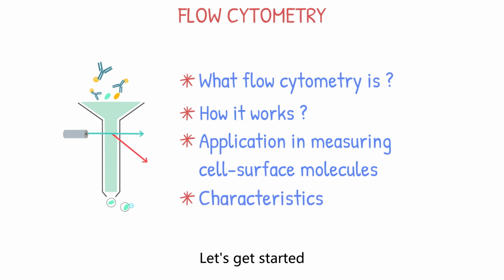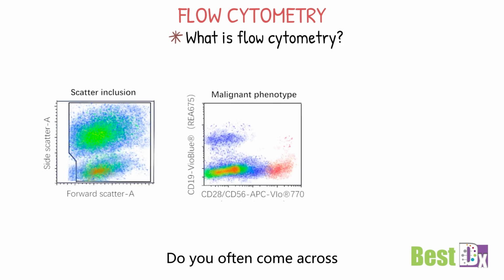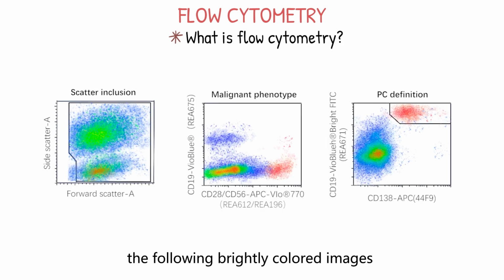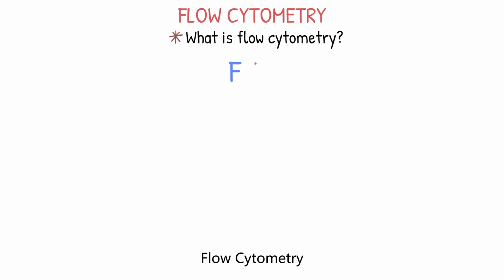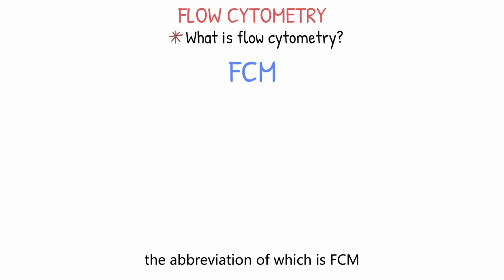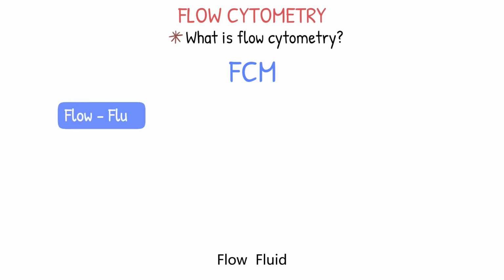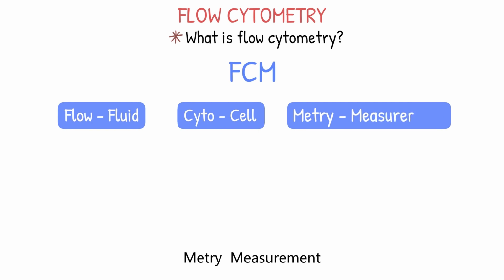Let's get started. Do you often come across the following brightly colored images and wonder what they are about? The pictures below are actually obtained by flow cytometry. Flow cytometry, the abbreviation of which is FCM, is literally understood as flow, fluid, cyto, cell, metry, measurement.